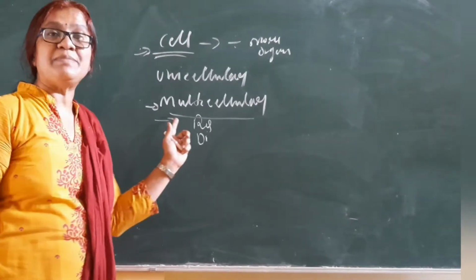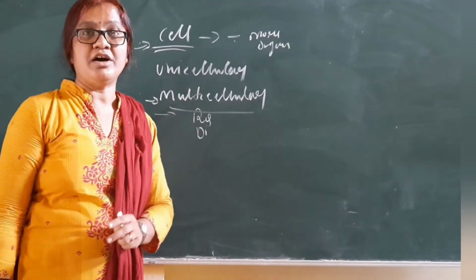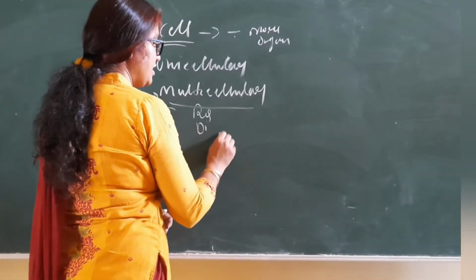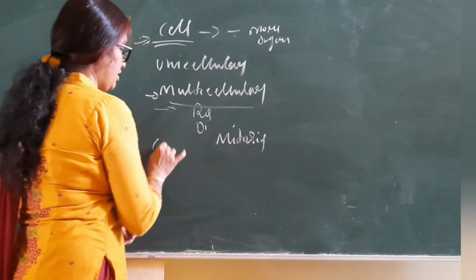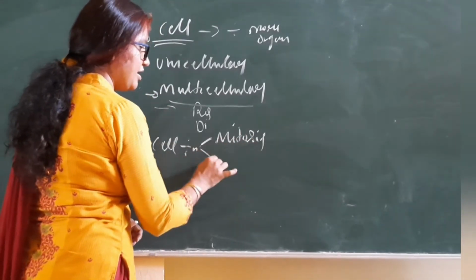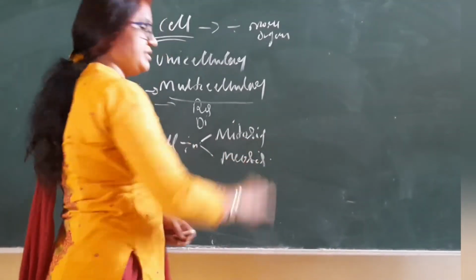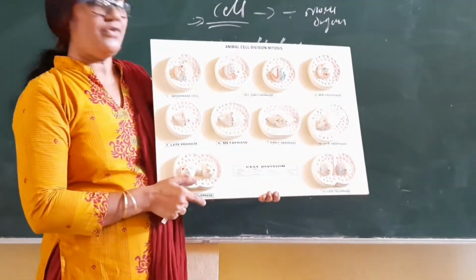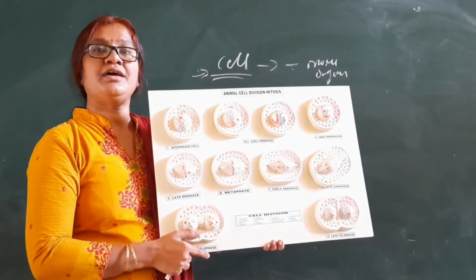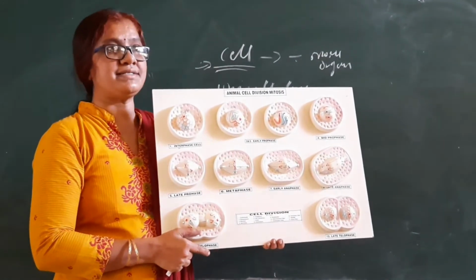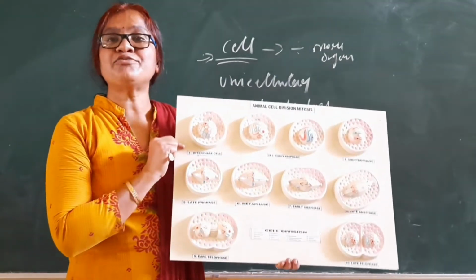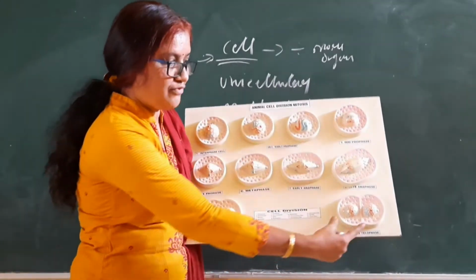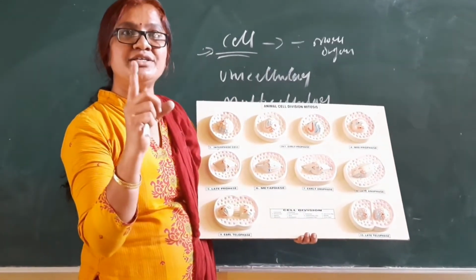How does the division take place in a multicellular organism? In a multicellular organism, the division takes place by 2 types, that is mitosis and meiosis. Cell division takes place by mitosis and meiosis. This is the model of mitosis. Where does mitosis take place? Mitosis takes place in all vegetative cells. So, what is the result of mitosis? As a result of mitosis, we see the formation of 2 cells. One cell divides into 2 cells.